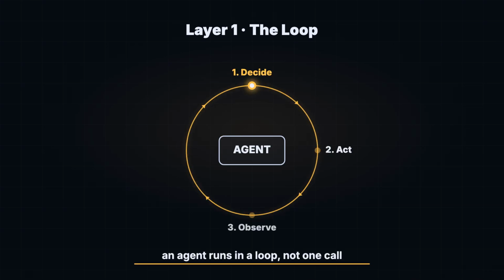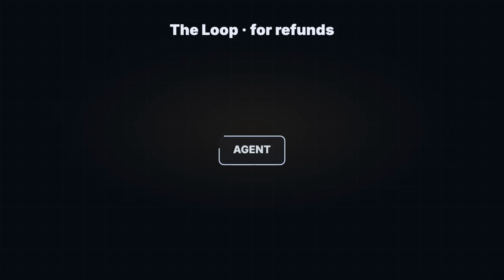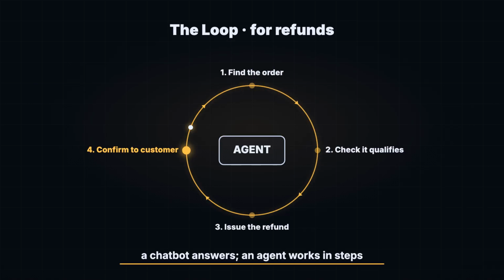Layer 1 is the loop, and this is the part people get wrong first. An agent is not one big call to a model. It is a loop. You give the model a goal. It decides one small step. It takes that step using a tool. It looks at the result. Then it decides the next step, with that result now in its context. Decide, act, observe, repeat, until the goal is met or it hits a limit. For our refund agent that means, find the order, check if it qualifies, issue the refund, then confirm to the customer. A chatbot answers in one shot. An agent works in steps.